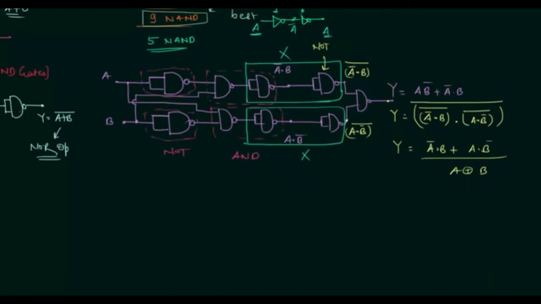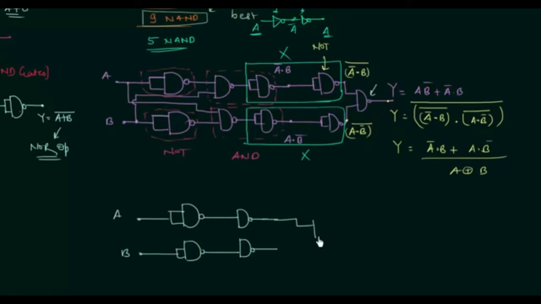First I will make this circuit again, and now I won't include these 4 NAND gates. This is A, this is B, and I'm not going to use these 2 NAND gates. So the output of this NAND gate will go to this NAND gate here.